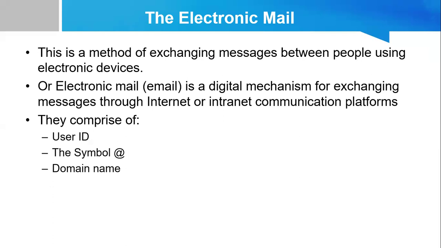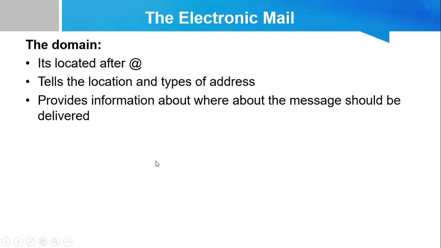Now, this email comprises a couple of things, such as the user ID, which identifies who is the owner of such an electronic mail or email. Then there is the at symbol that is used, and then there is the domain name. Now let's discuss more on these components or the composition of the email, starting with the domain.